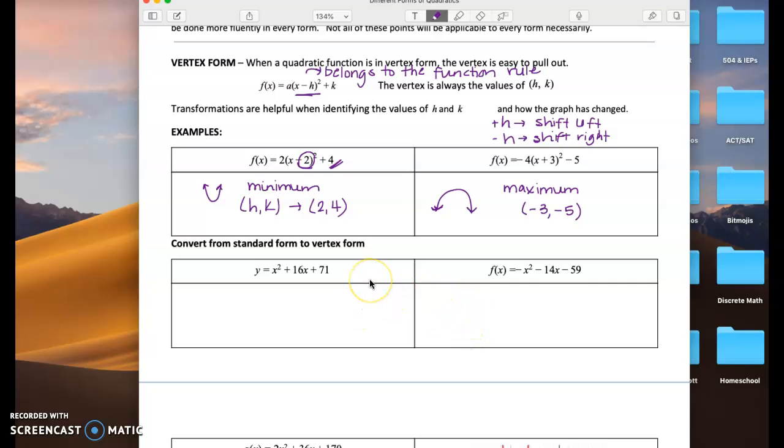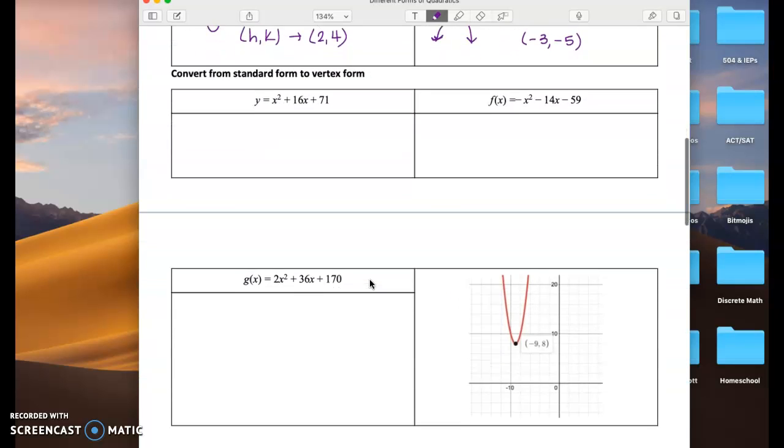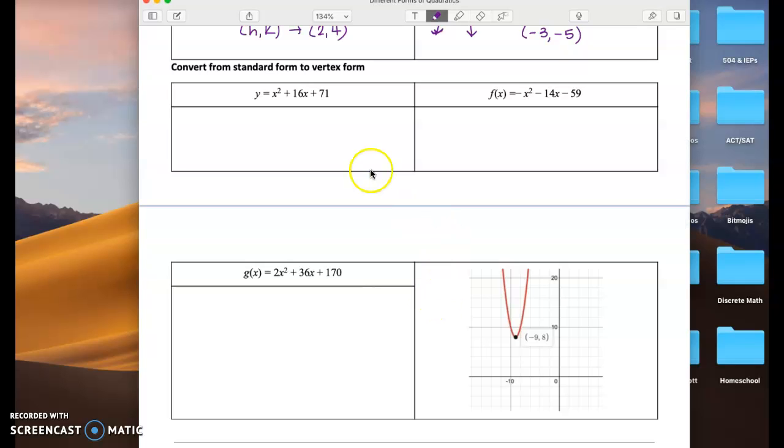We can also convert from standard form to vertex form to be able to see this without graphing. Now this is probably not the easiest way, but I just want you to know it is something that we can do. And you'll do a lot of it once you get into pre-calculus. So being familiar and comfortable with this now is a good idea. So we're going to do the same process that we learned for solving equations. We're going to leave a space.